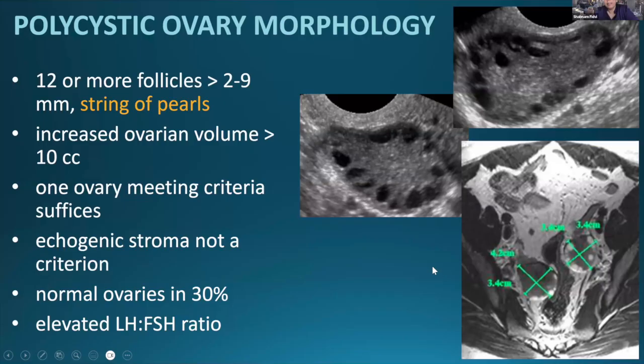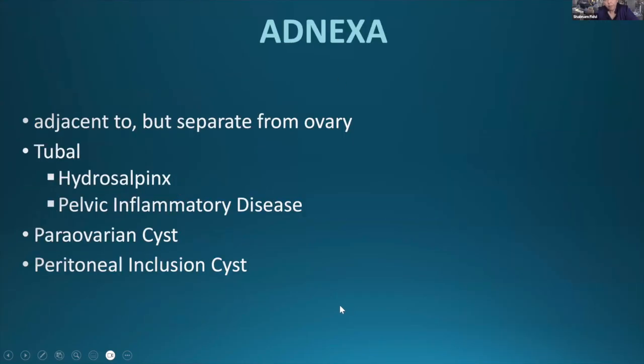Now, I want you to remember that this is a very different look than the appearance of theca lutein cysts, which I showed previously. Those ovaries were really, really massively enlarged. I think like one was almost 7.4 centimeters, and the cysts in that scenario were much larger and randomly distributed within the ovarian parenchyma, in contrast to the string of pearls appearance that you see with PCOS.